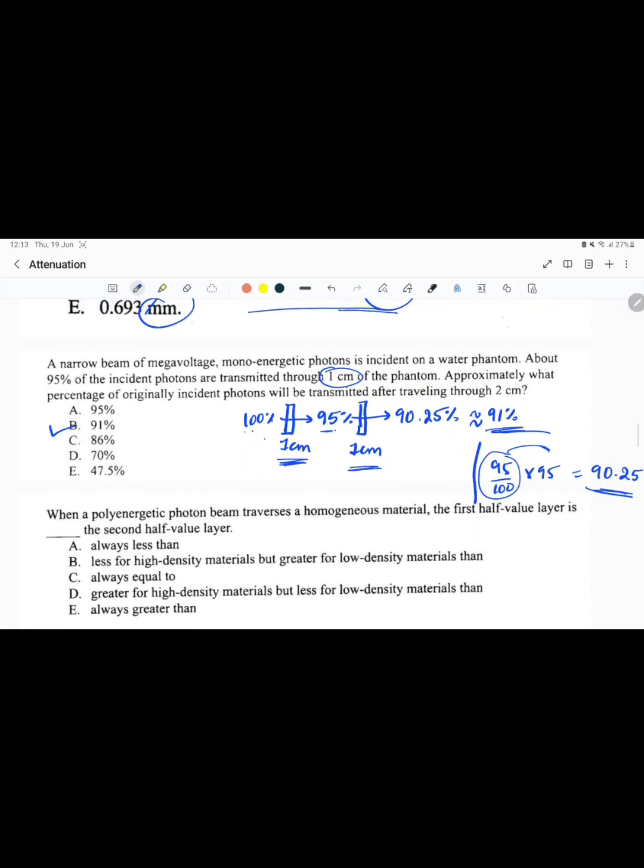Next question. When a polyenergetic photon beam traverses a homogeneous material, the first half value layer is dash the second half value layer. So the first half value layer is always less than, because the second half value layer is greater than the first half value layer in polyenergetic beams.